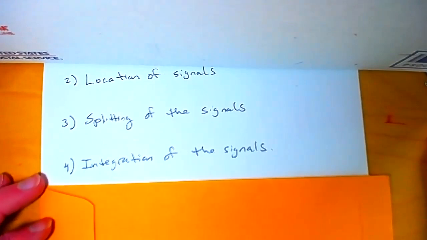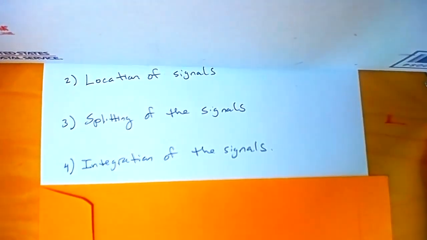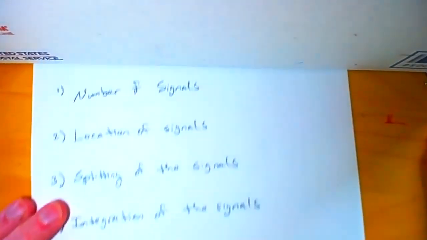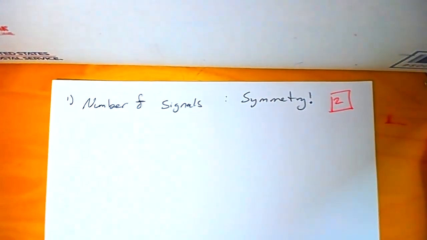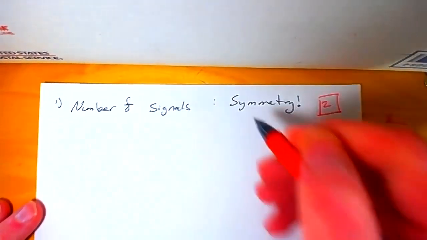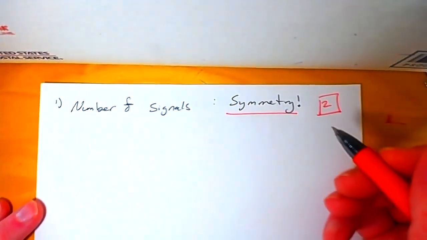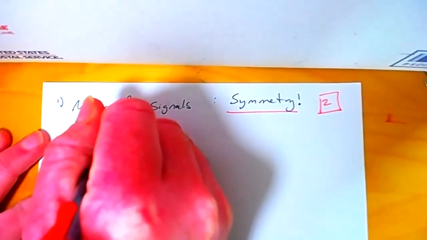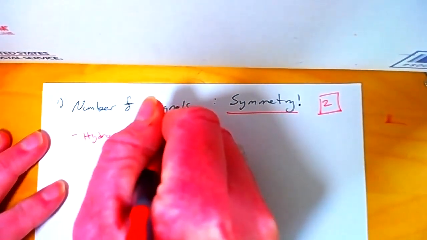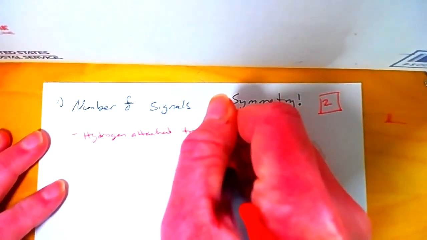And the last thing is what's called the integration of the signals. This essentially tells you the lowest whole number ratio of hydrogen atoms in a given compound. Okay, so those are the four things that we're going to emphasize here. I'm going to start off with the number of signals that we typically see in a compound. The most important thing to note here is the symmetry. So first of all, hydrogens attached to the same carbon.